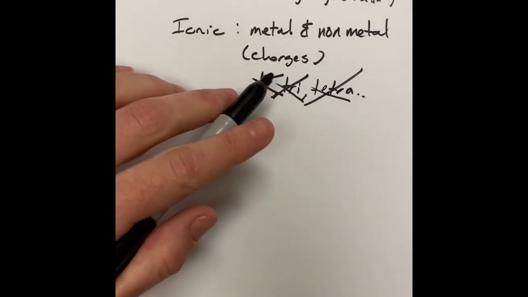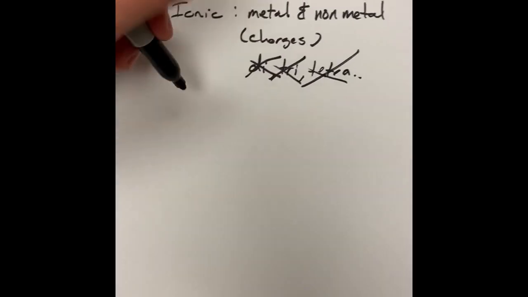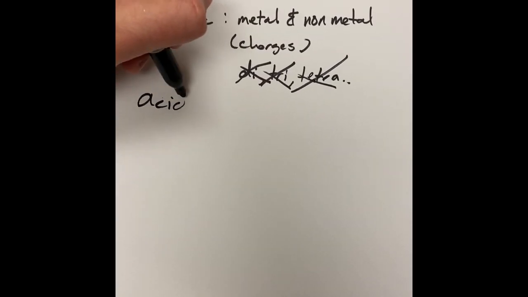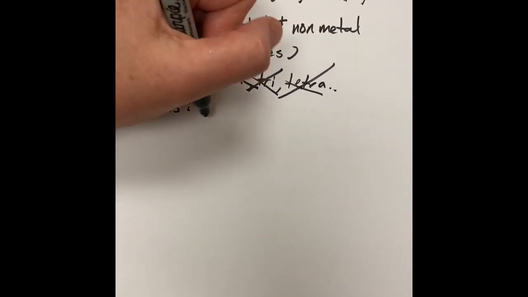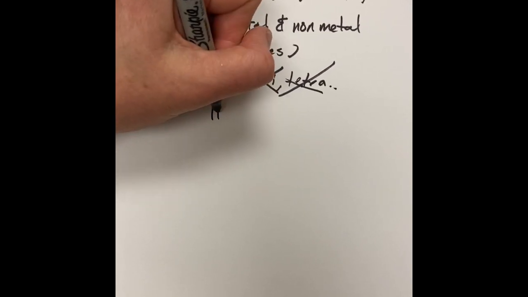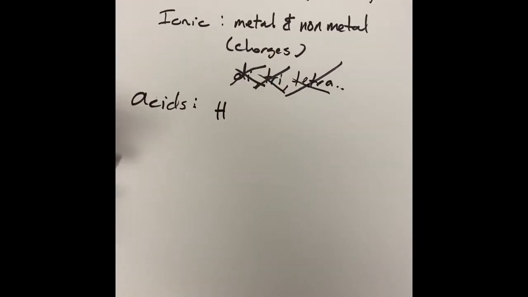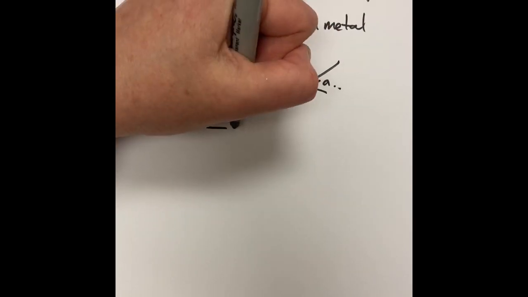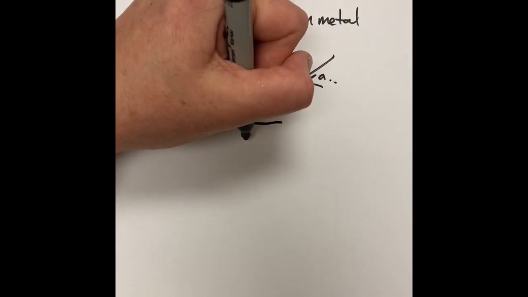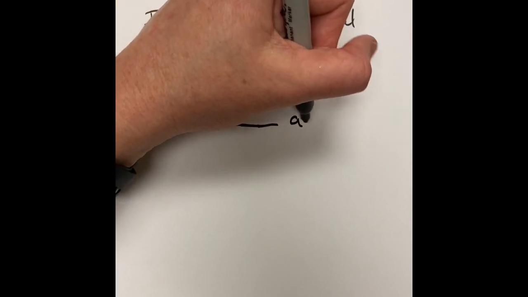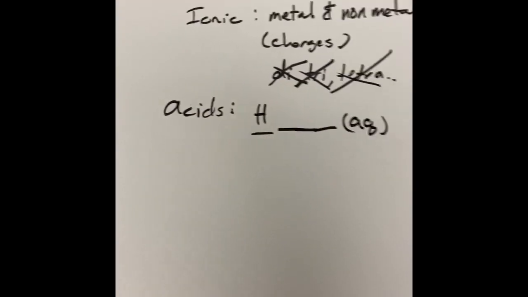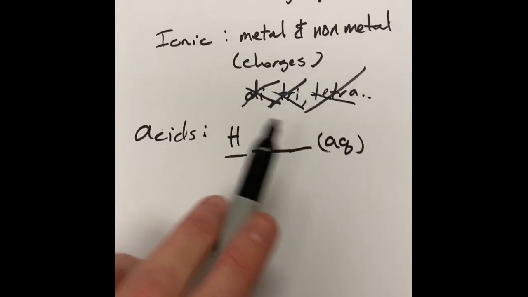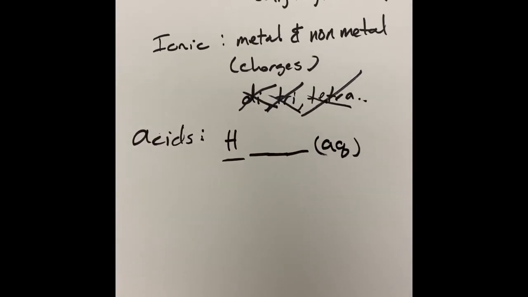You're going to be looking at charges canceling only. And then we'll have acids. Acids are molecular compounds, but they ionize into H plus and whatever the conjugate base is. We'll talk about that later in general chemistry, but for the most part, they're going to start with H, then they're going to have some kind of component, and then it's going to end with an aqueous sign, meaning it's dissolved. So anytime we got an H and it's aqueous, we know it's going to be an acid.